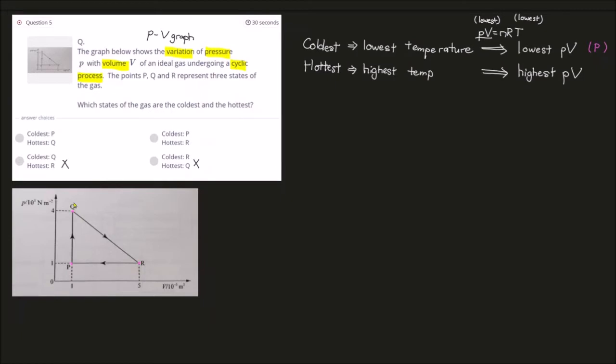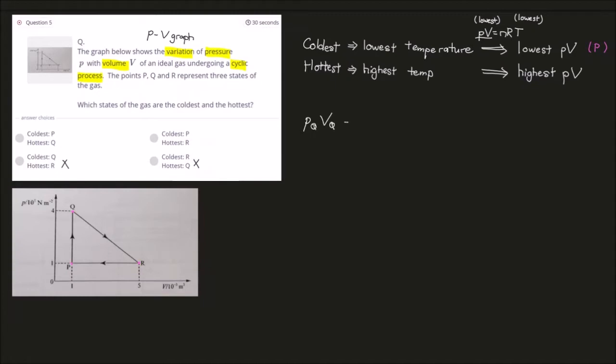For option Q, you see that you have a higher pressure, but the volume is not as high as R. R has the highest volume, but the pressure is not as high as Q. So it might be difficult for you to determine which one has the highest PV. So what can we do? It's just doing some calculation. If you're not sure, you can just do the calculation.